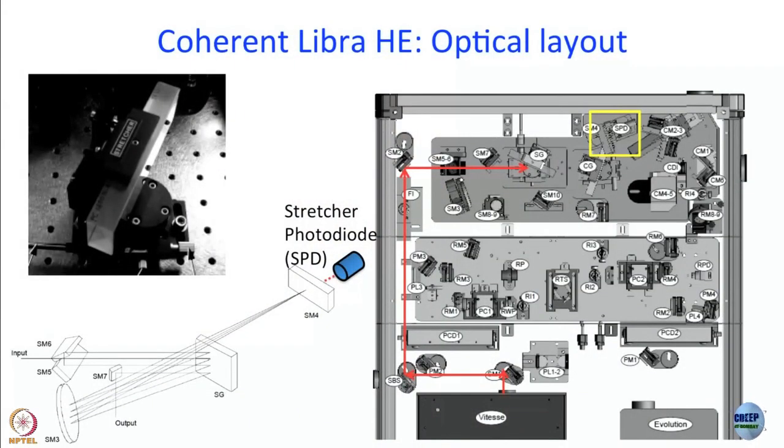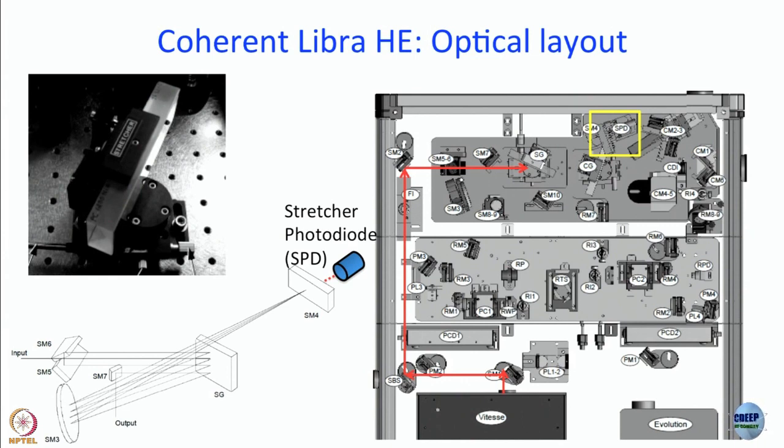So, how will you time the events? The way it is done is by using different photodiodes in different places, or by taking synchronous electrical outputs. In this case, there is a photodiode, stretcher photodiode, SPD, behind the stretcher mirror 4. Even though these are high reflectors, they are not really 100% reflectors. Even if 99% is reflected and 1% bleeds through, that is enough for the photodiode. So, this photodiode captures the bleed through of SM4, and that output of the photodiode is used for timing the events.